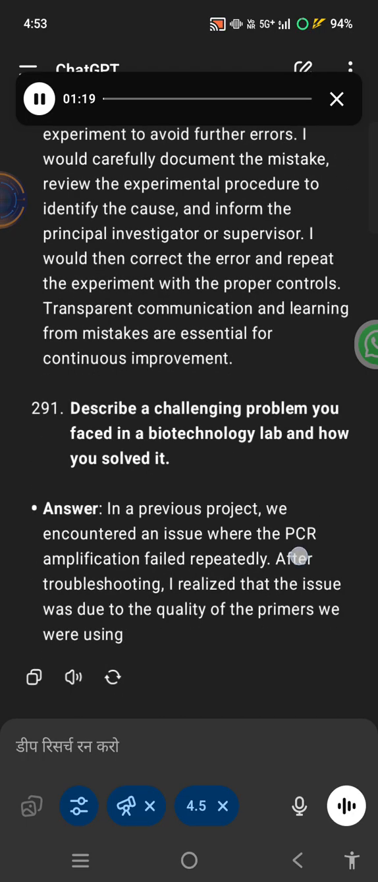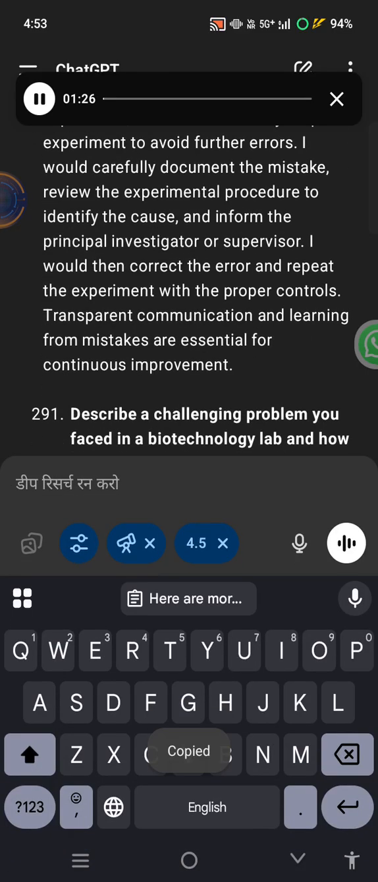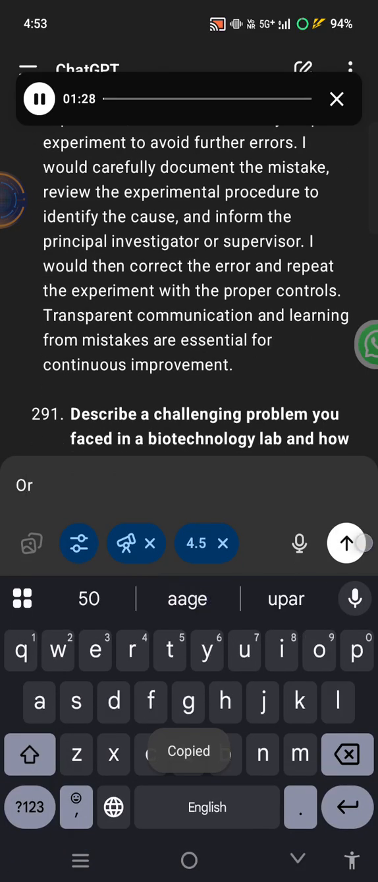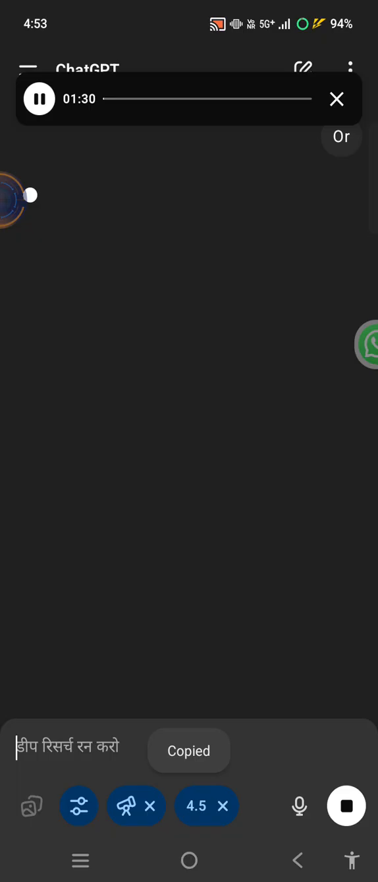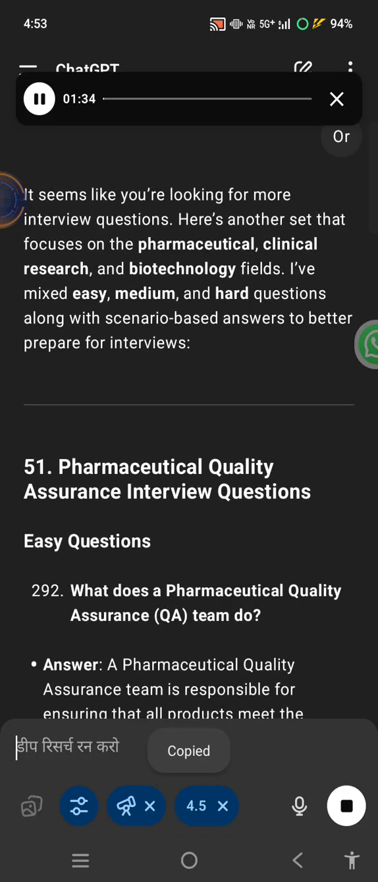31. What measures do you take to ensure patient safety during a clinical trial? Patient safety is a top priority. I ensure all protocols are followed, monitor for adverse events, maintain regular communication with the investigator, and ensure the informed consent process is properly conducted. I also have contingency plans in place for any unexpected issues.